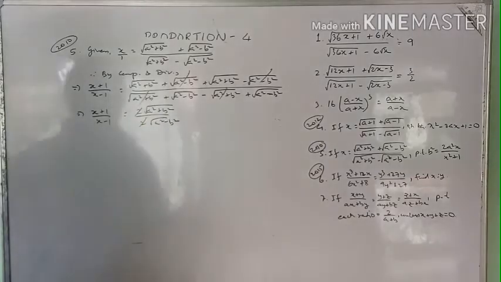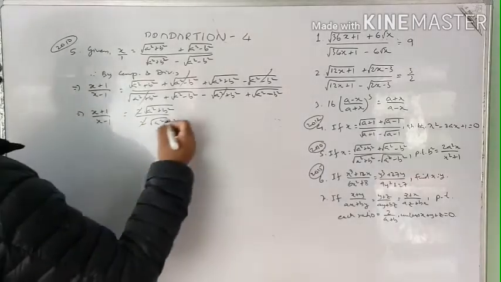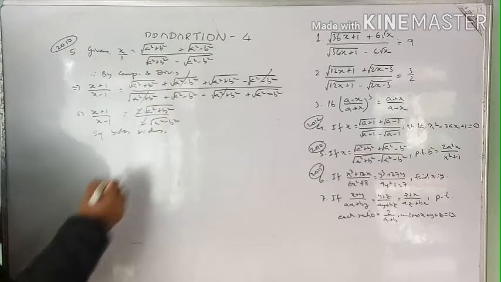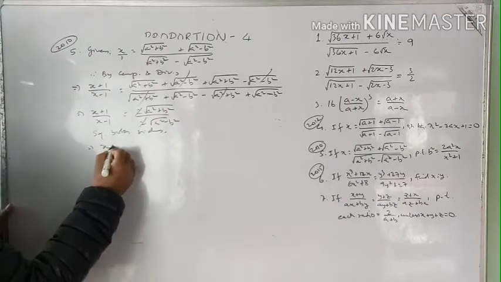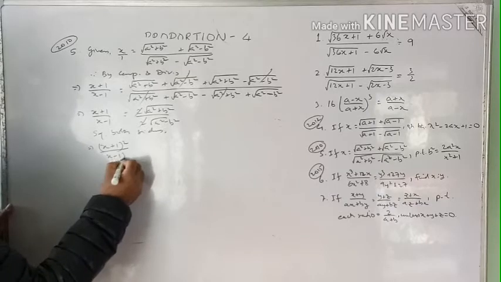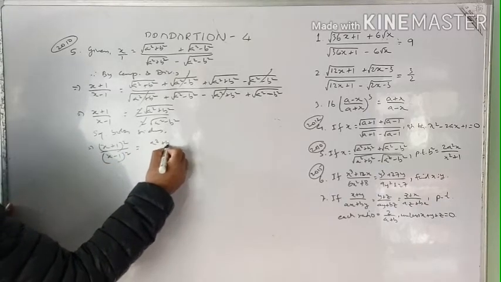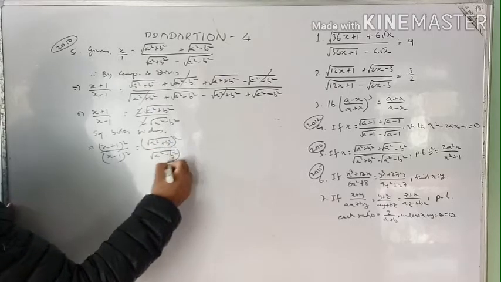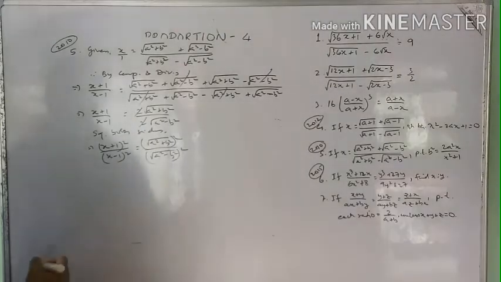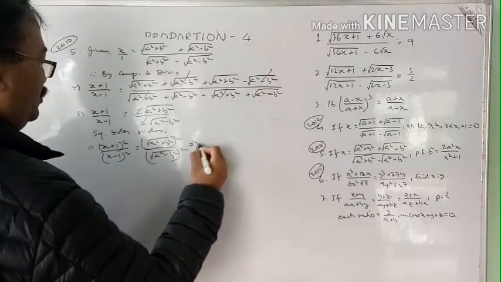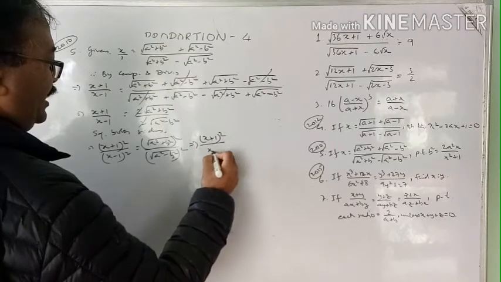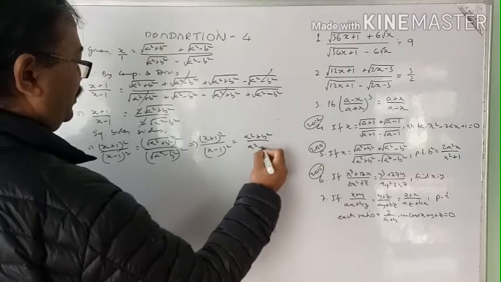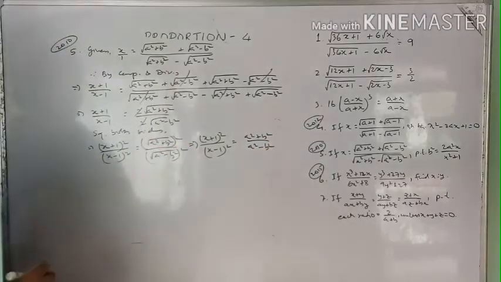So 2 will cancel. So square both sides. So squaring both sides, remove this root sign first. So you get x plus 1 whole square upon x minus 1 whole square is equal to root over a square plus b square whole square and root over a square minus b square whole square. So this will give you x plus 1 whole square upon x minus 1 whole square is equal to a square plus b square upon a square minus b square, because square will cancel root.